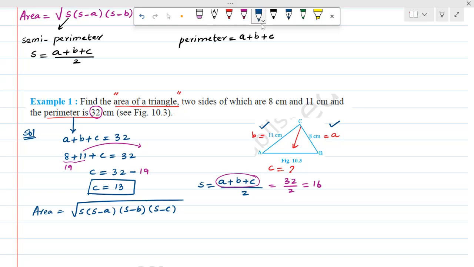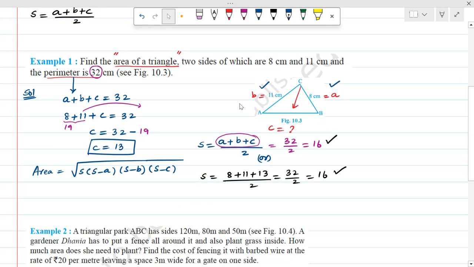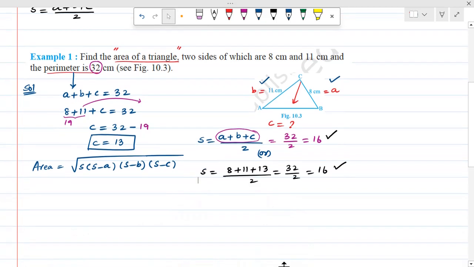Or if you want to calculate by adding, you can do it. The same thing here: a equals 8, b equals 11, c equals 13, divided by 2. So 19 plus 13 equals 32, divided by 2 equals 16. In the answer, both are the same. Either you can use the perimeter technique or the sides technique. Now I will substitute the values in the formula. So what is the formula here?